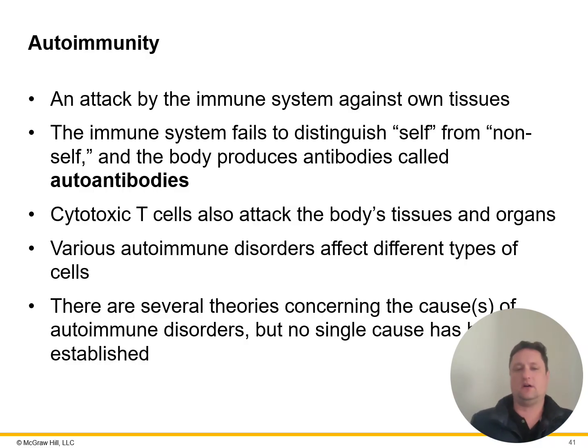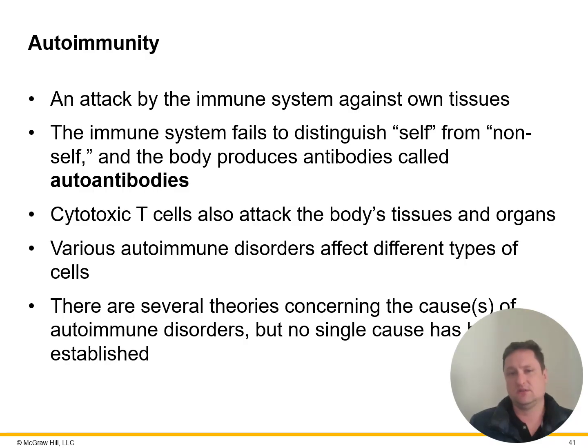Okay, concept of autoimmunity. Autoimmunity is when the immune system attacks the body's own tissues, attacks itself. The core problem is a loss of non-self discrimination. The body produces autoantibodies, antibodies directed against self molecules, and cytotoxic T cells can also target and damage normal cells. So, because different tissues can be targeted, autoimmune disorders vary widely in which organs are affected and in symptoms.